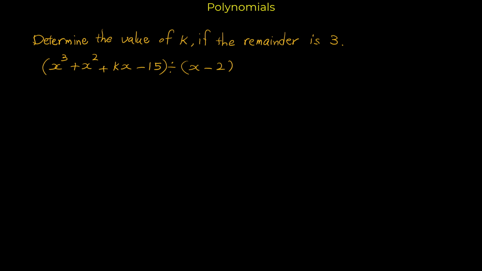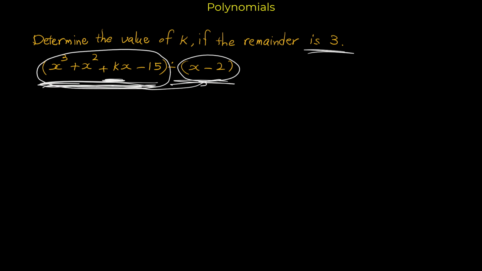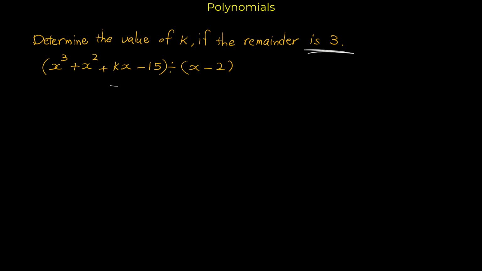Find the value of k if the remainder is 3. So this is a little different question. We have a polynomial here, and we know that when we divide this by this, the remainder is 3. And we want to find what value of k makes this happen. So k is a number, a coefficient for x. What coefficient should x have such that dividing this polynomial by this polynomial would give you remainder 3?